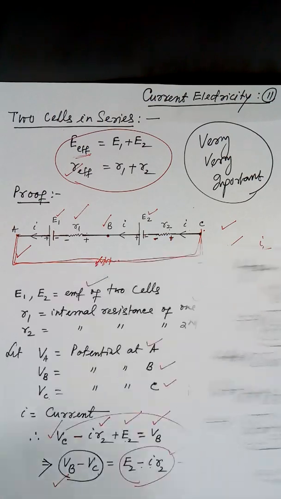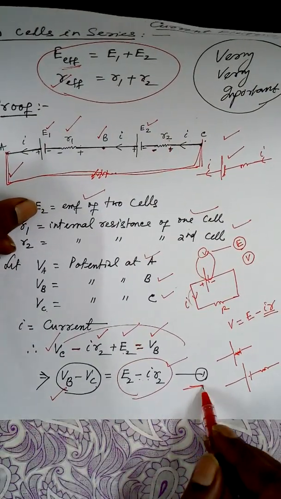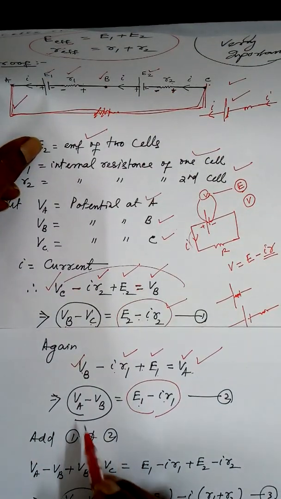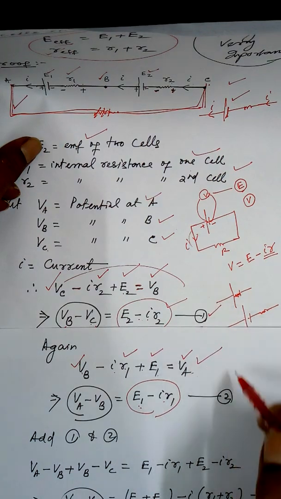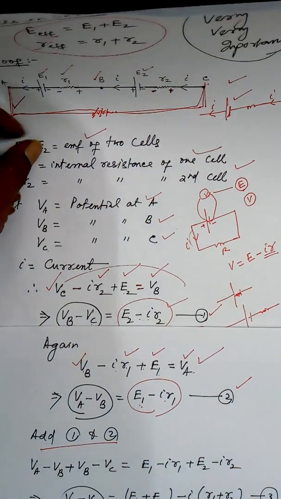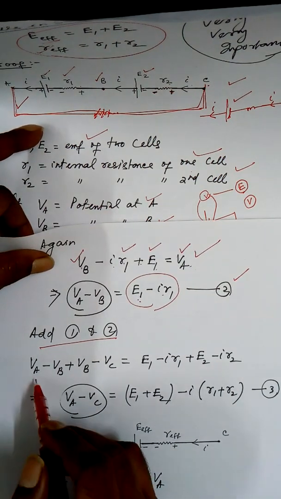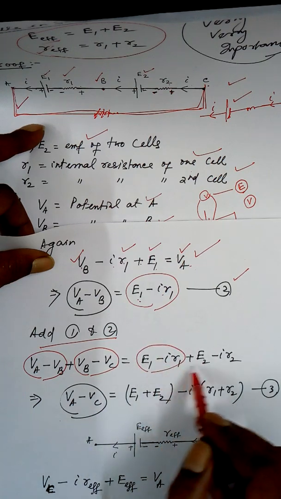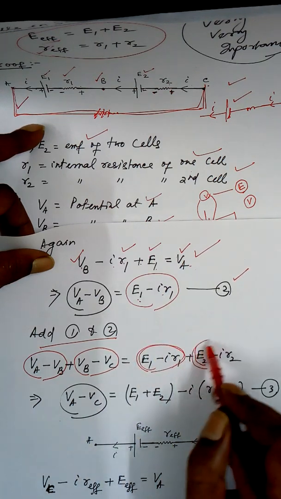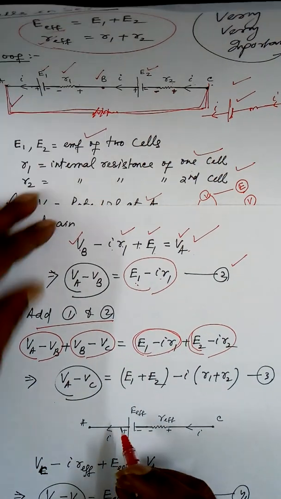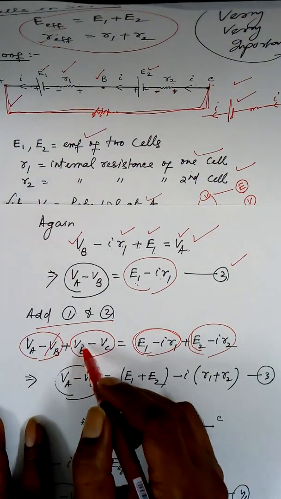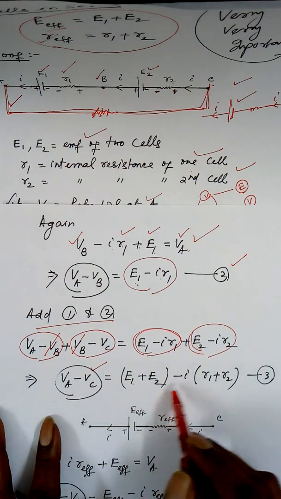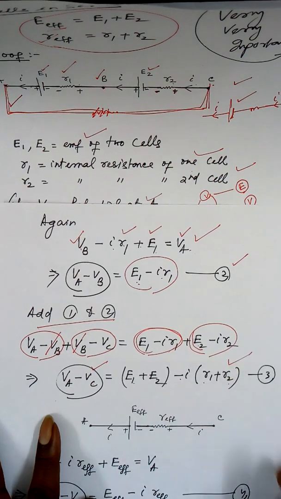So we have two equations. One equation here, VB minus VC, and the second equation, VA minus VB. Let us add these two equations, 1 and 2. This is the left side of 2, this is the left side of 1, this is the right side of 2, this is the right side of 1. So they are added. By adding, this cancels, so I am left with VA minus VC, equal to E1 plus E2 minus I times R1 plus R2.